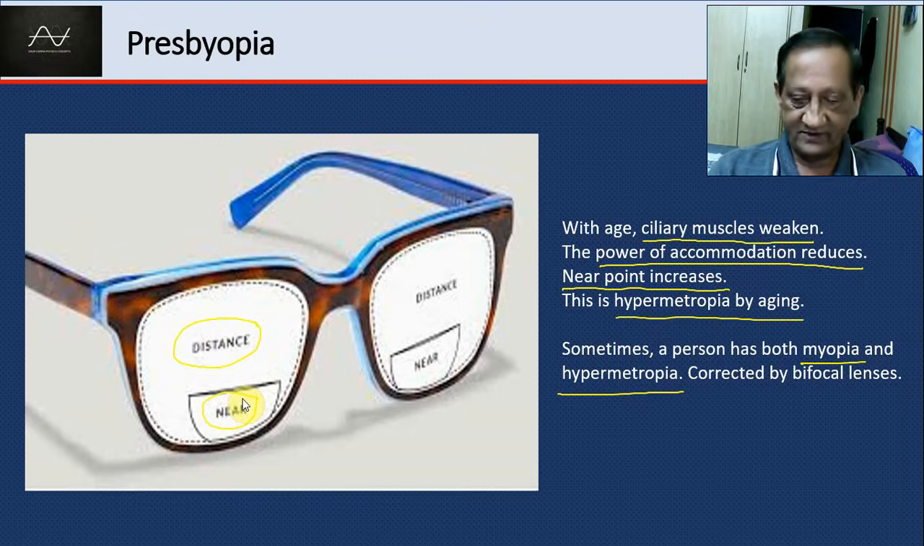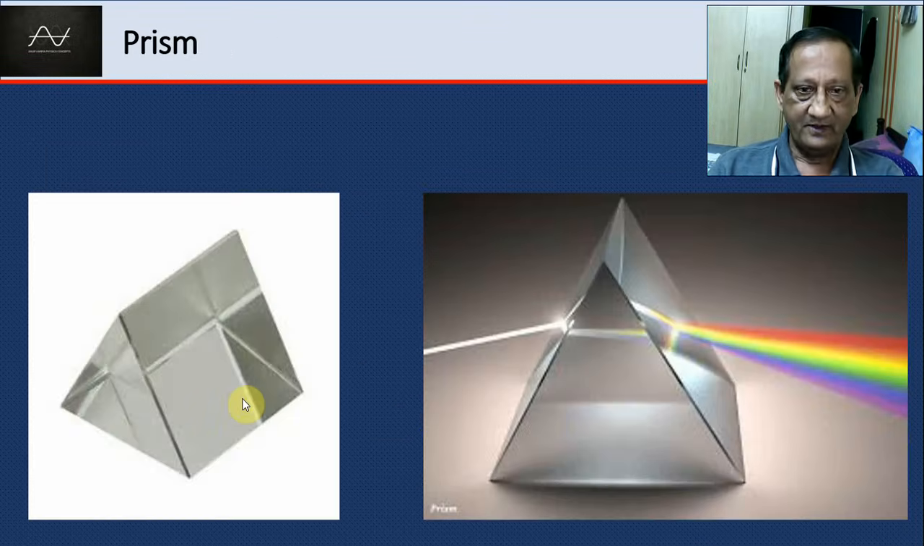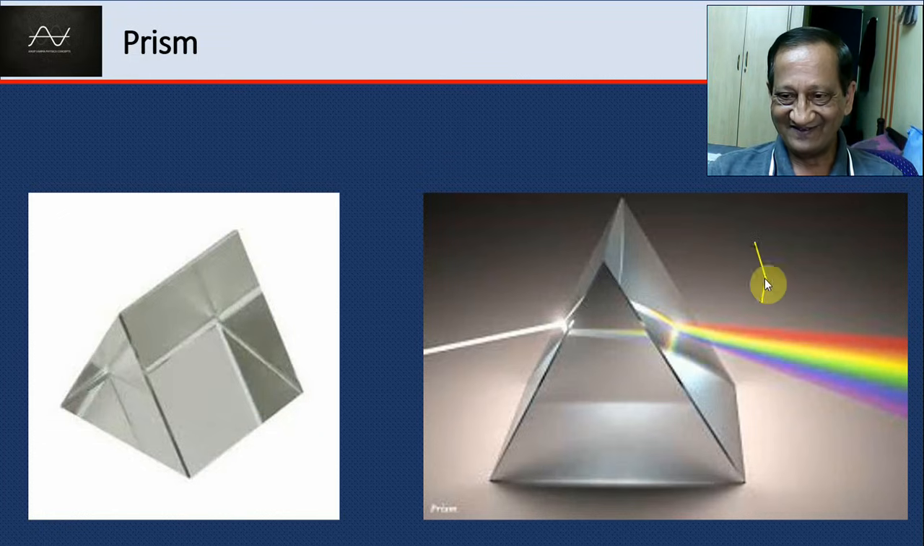So those were the defects of the eye and their correction. They are defects, they are not diseases. So in the next session, we are going to talk about prism and this breaking up of white light into its constituent colors, which is called dispersion. That will be the subject of the next session.